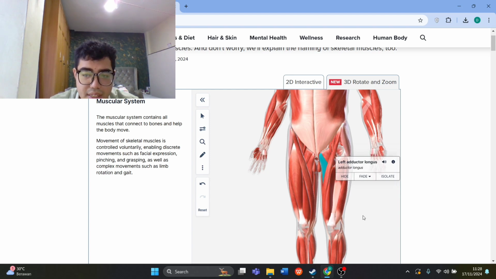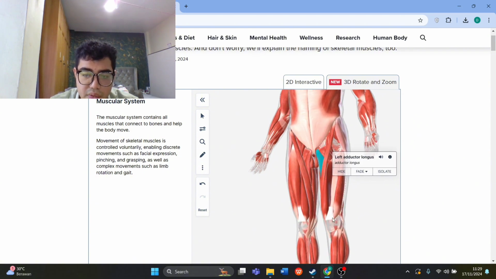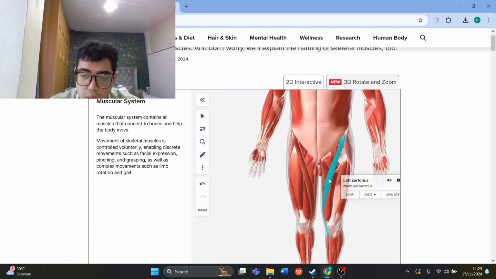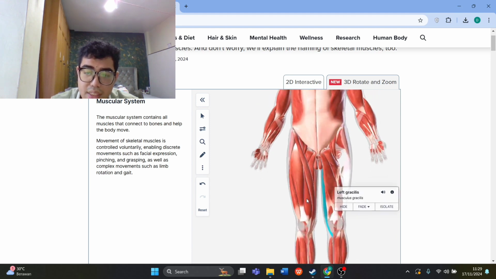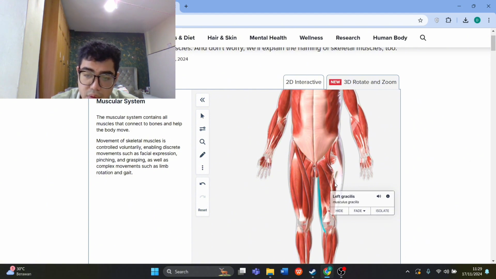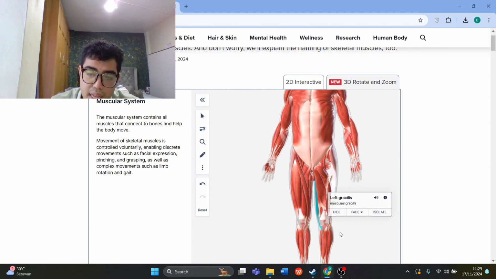And the last of its insertion is the pes anserinus superficialis. It inserts down here. So let's remove some of these muscles to find the ones that we've been talking about. Here we have the adductor longus, adductor brevis, the pectineus. These are the iliopsoas muscles at the back with the adductor magnus, as well as the gracilis that we've been talking about, located right over here. All five of them are used for adduction of the hip.